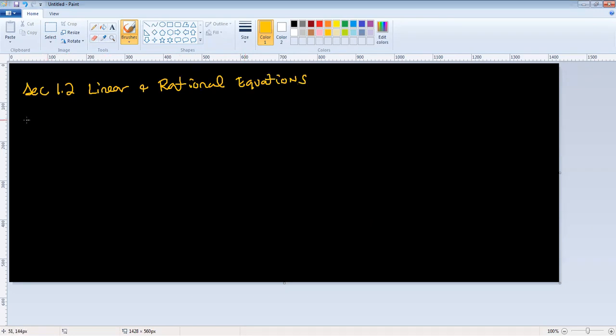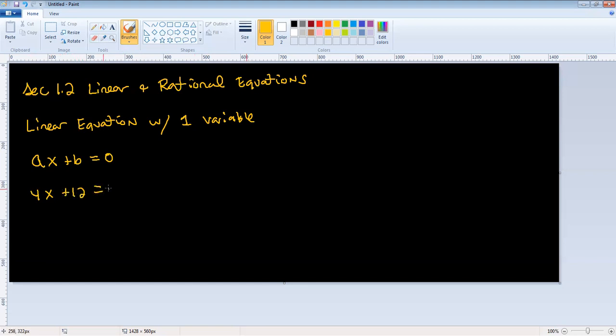So here we go. We have a linear equation. Okay, linear equation in one variable. What is that going to look like? Well, it's going to look something like this. Ax plus b is going to be equal to 0. And if you want to throw some numbers in there, you can do something like this: 4x plus 12 is equal to 0.